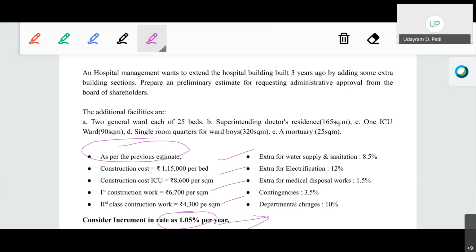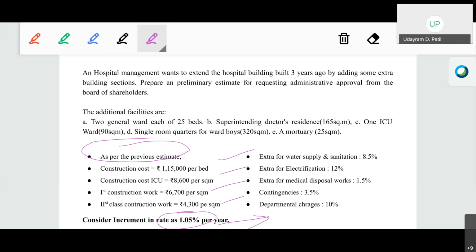If you are referring to a building for which we have not prepared the estimate as per the current market rate, but rather the old market rates, then in that case we are going to increase the cost of the particular building.